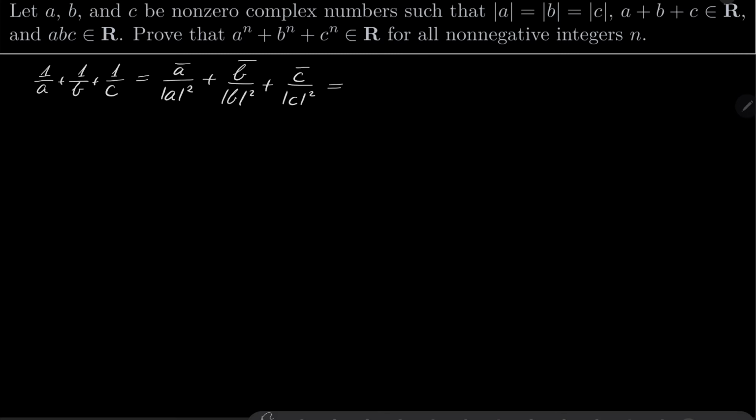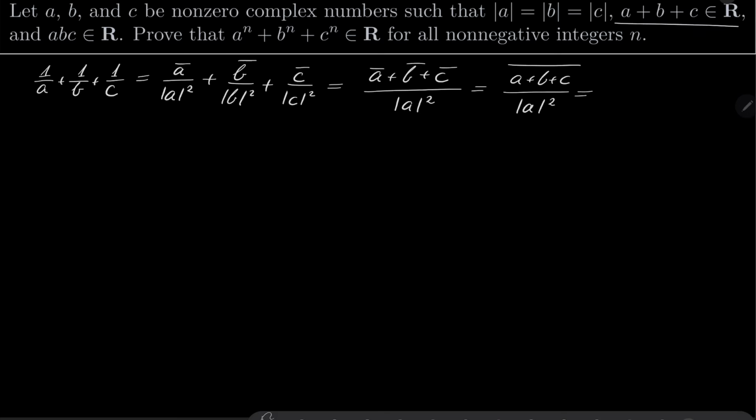Alright, now, by our assumption that moduli are equal, we can write it as a bar plus b bar plus c bar over the modulus of a squared. Now, the conjugate of a plus the conjugate of b plus the conjugate of c is the conjugate of a plus b plus c, over the modulus of a squared. And now notice that by assumption a plus b plus c is a real number, so there is no need to place this conjugate. And of course, this again is a real number.